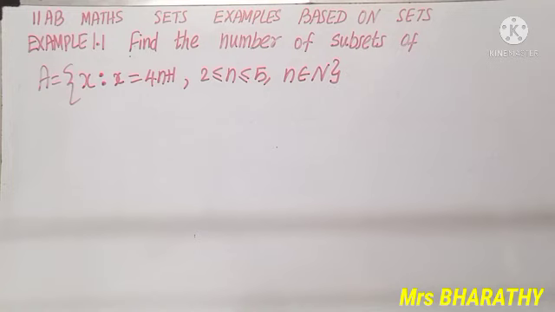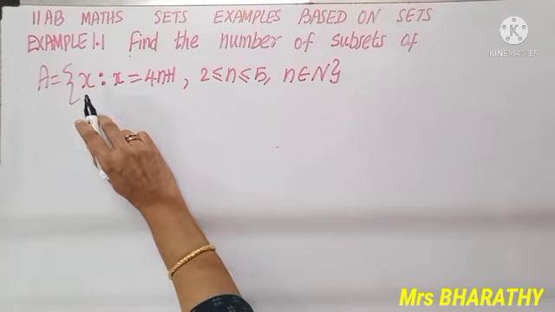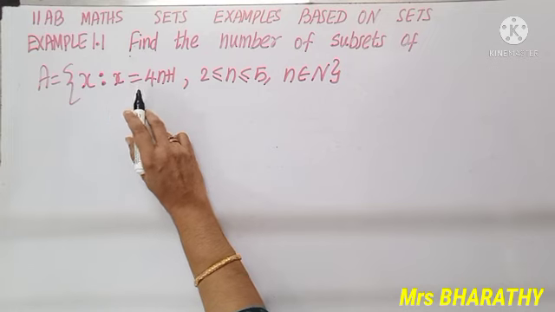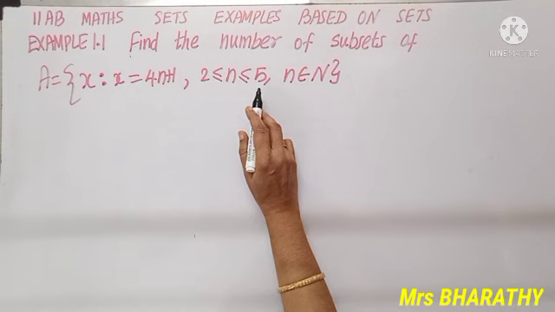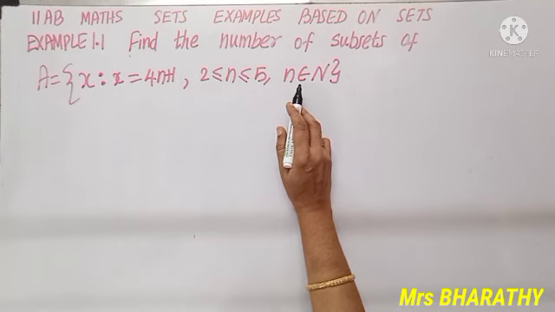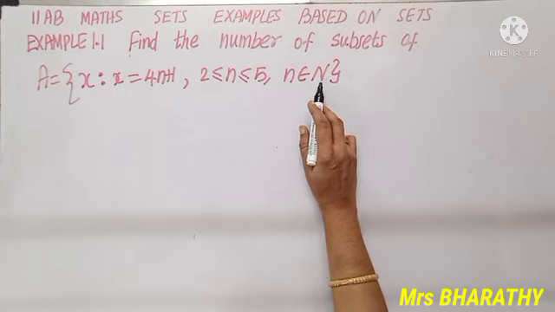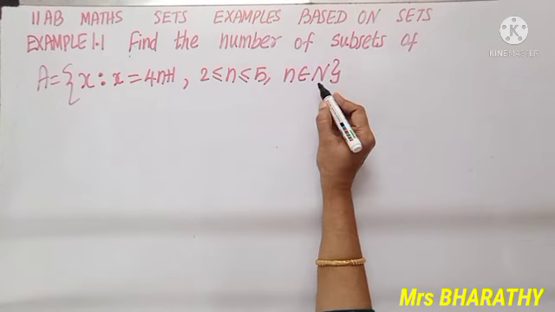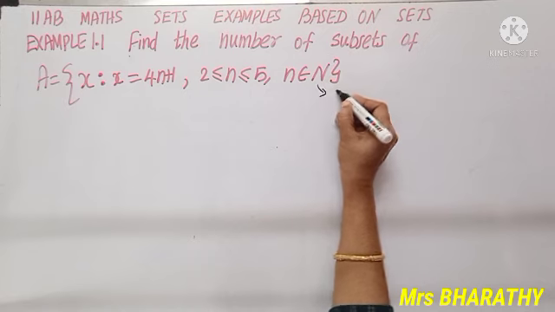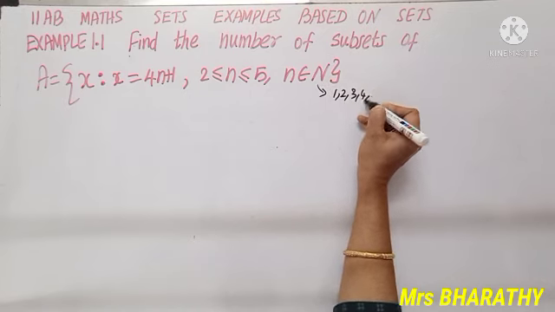Example 1.1, find the number of subsets of A, where A is the set of x such that x is equal to 4n plus 1, 2 less than or equal to n less than or equal to 5, where n belongs to the set of natural numbers. What do you mean by capital N? It means 1, 2, 3, 4, 5 and so on.